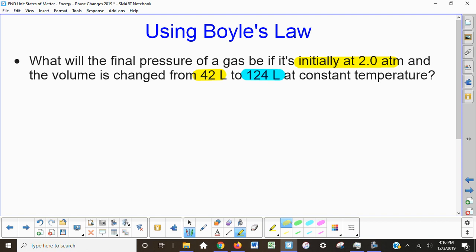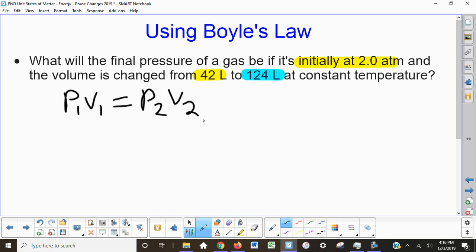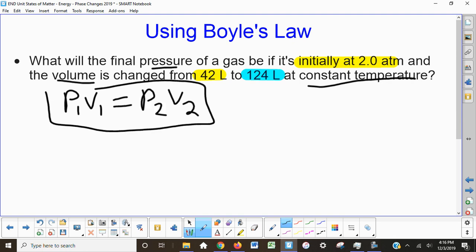So those numbers are linked, and it doesn't really matter what we make the ones and the twos. I will always make my ones kind of the before or the initial conditions and my twos the final. But because it only mentions pressure and volume and it talks about constant temperature, meaning temperature is not changing, then this would be the equation that I would use.